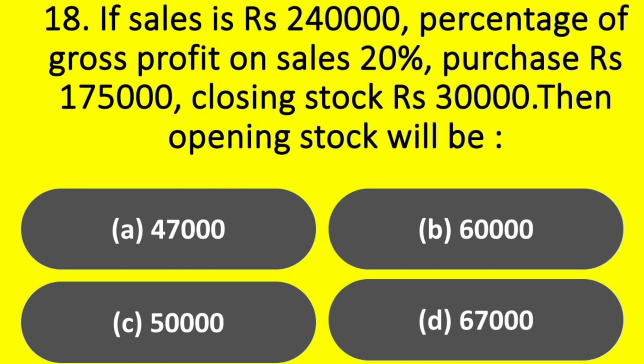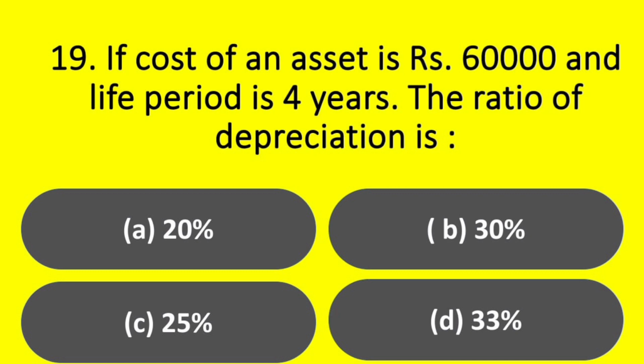Question: if sales is rupees 2,40,000, percentage of gross profit on sales 20%, purchase rupees 1,75,000, closing stock rupees 30,000, then opening stock will be: 47,000, 60,000, 50,000, 67,000. Answer: option A, 47,000.